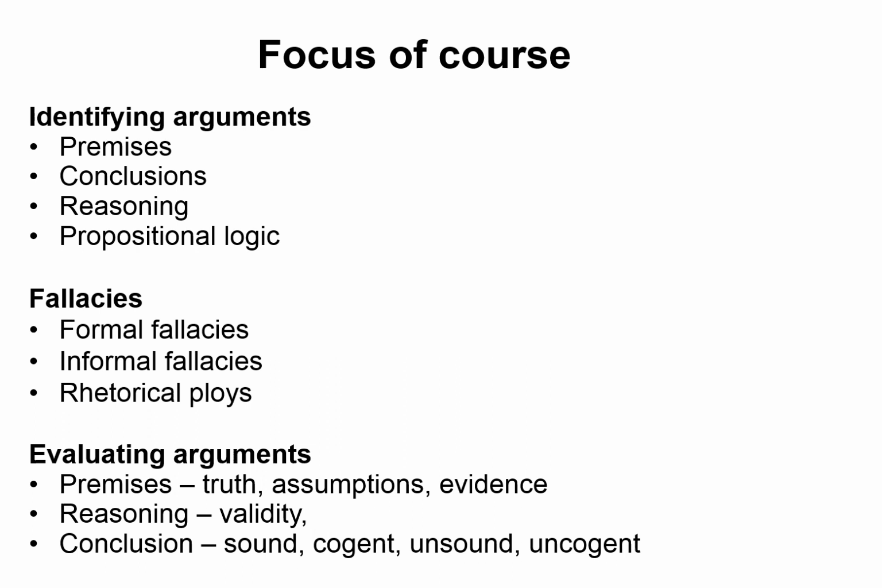When we evaluate arguments, we have to look at the premises and decide, are they true? Or is there enough evidence for them? And to identify if there are some assumptions which are not stated, some hidden premises. In the reasoning, we're going to think about the different types of reasoning and how that leads to an argument that's valid or not valid. We're also going to look at the conclusion itself and try to work out whether conclusions are sound or cogent or unsound, uncogent. So that's where we're going.